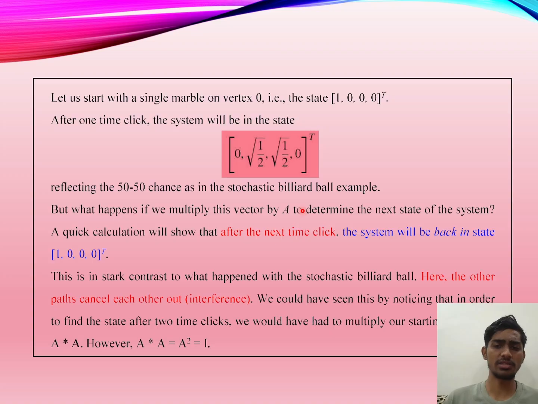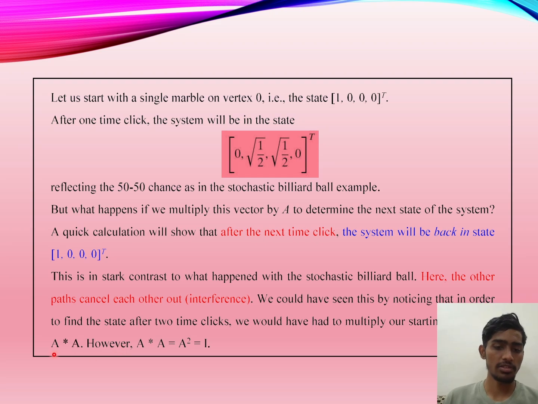A is another matrix, which determines the next state of the system. A quick calculation will show that after the next time click, the system will be back in the state 1 0 0 0 transpose. This is in stark contrast to what happened with the stochastic billiard example. Here the other paths cancel each other out through interference. We should have seen this by noticing that in order to find a state after one time click, we should have multiplied it by A, starting.